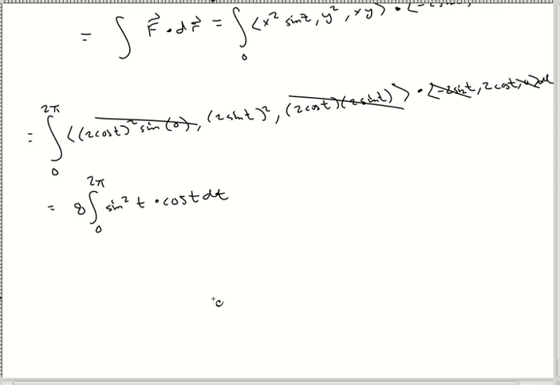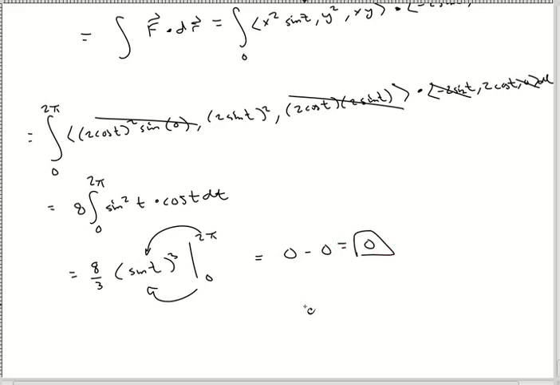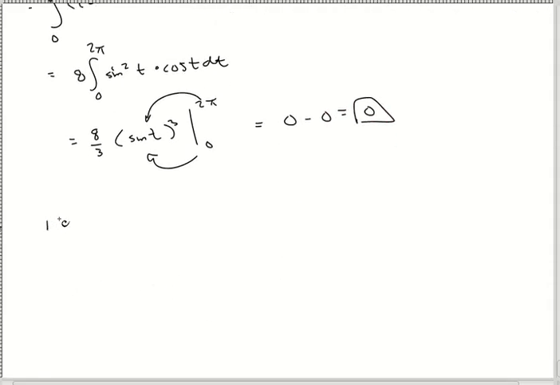Definitely, we're doing the u substitution stuff. U is equal to sine, derivative that's a cosine, pretty simple. You're going to get 8/3 sine t all cubed from 0 to 2 pi. When you plug in 2 pi and 0, you actually get 0 out of this. So, well, you get 0 minus 0 is 0. So, sorry, the whole thing is just 0.